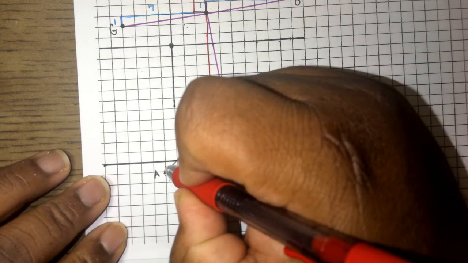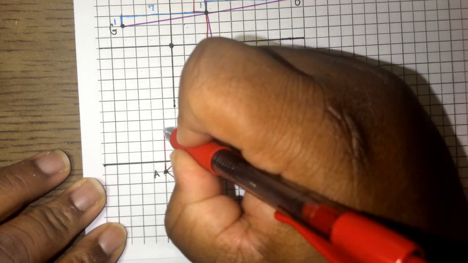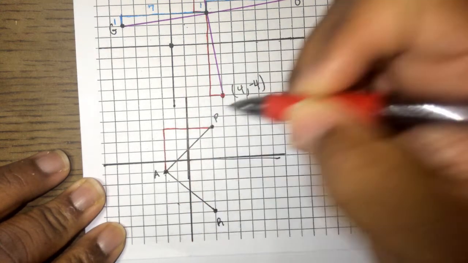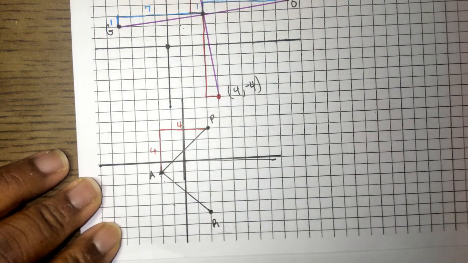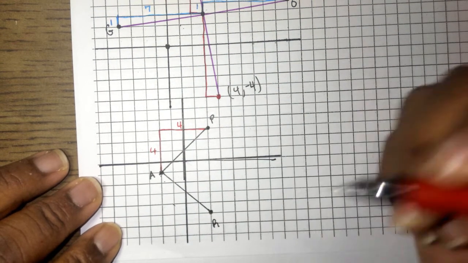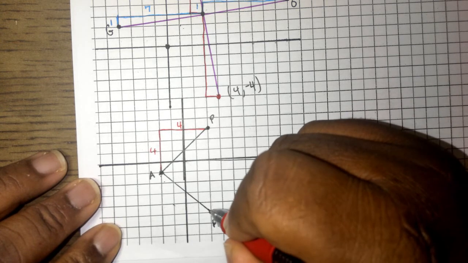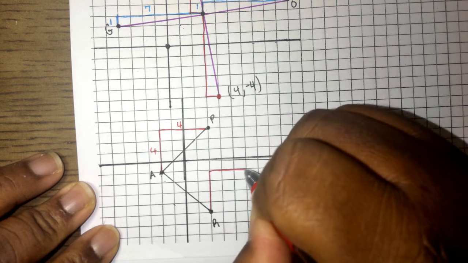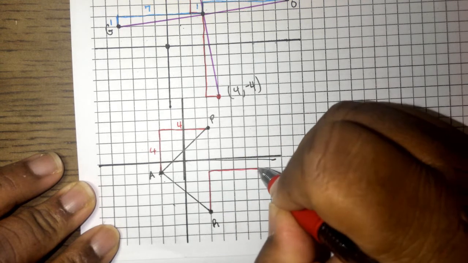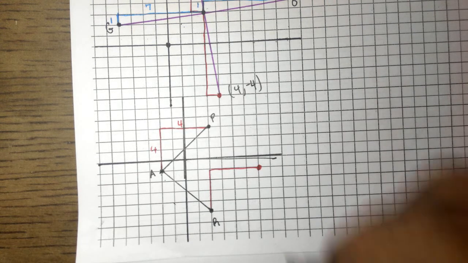My slope from A to P is up 1, 2, 3, 4, then to the right 1, 2, 3, 4. My slope is going to be 4 over 4. I want to recreate that same slope down here, and that'll tell me where my 4th point is. So it's up 1, 2, 3, 4, then to the right 1, 2, 3, 4. My 4th point is going to be right here, and that'll be point T.